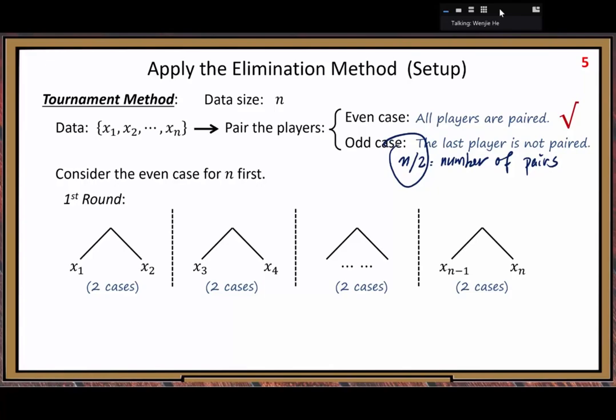So the answer is 2 to the n over 2. This many total cases. Huge number, right? Think about it. When n equals 1 million, that's a huge number. So you don't want to exhaust all the possible cases, right? Nobody wants to exhaust all the possible cases.